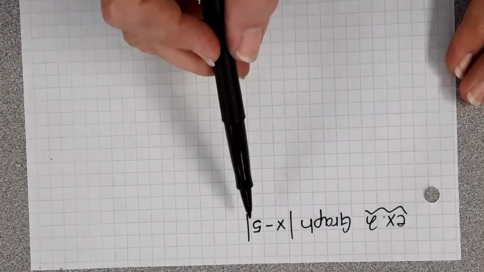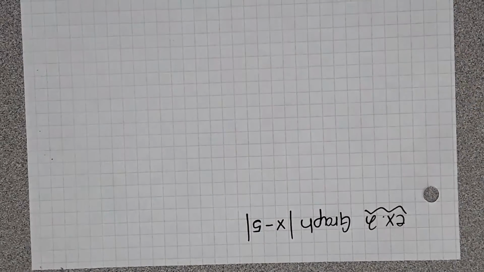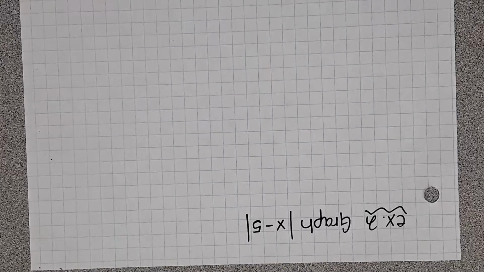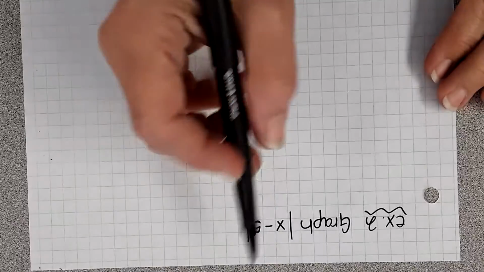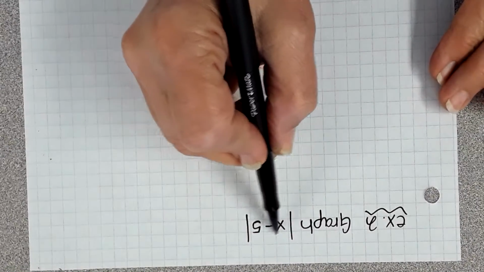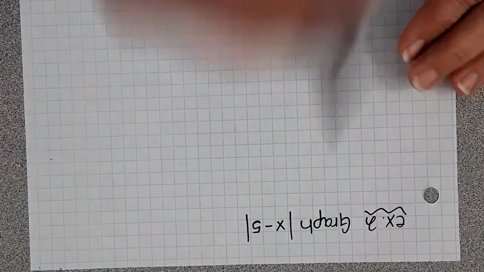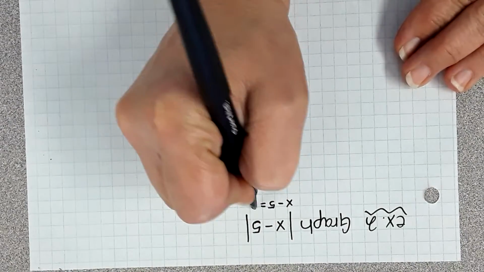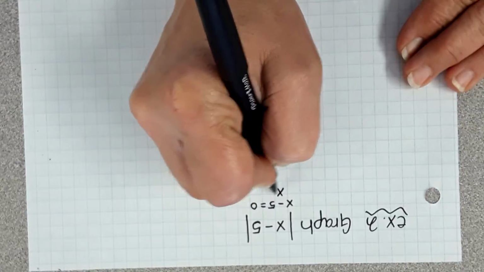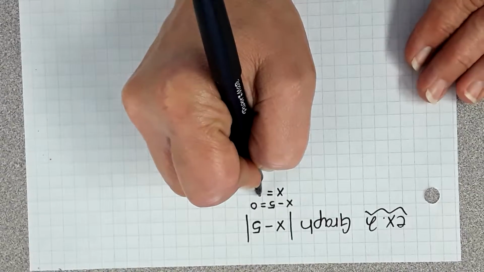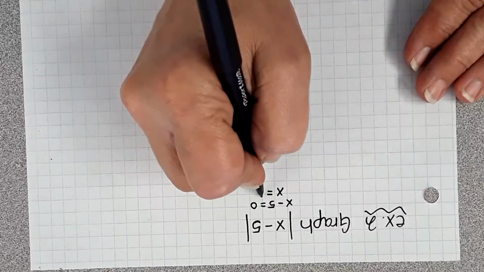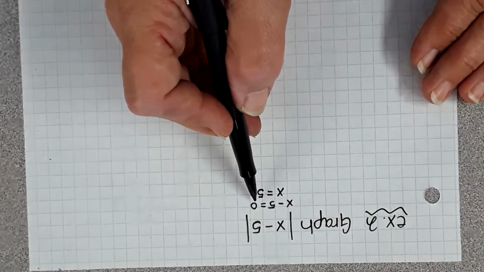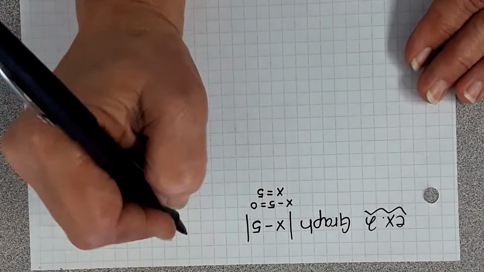Okay, so this is another absolute value equation, and today I'm going to teach you how to find the vertex. So how to find the vertex, you're going to take what's inside the absolute value and set that equal to 0. So x minus 5 equals 0. X equals what? 5. If x minus 5 equals 0, we're going to add 5 to both sides. You get x equals 5.